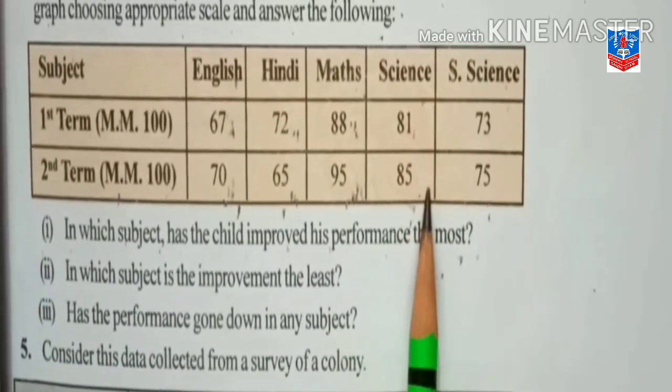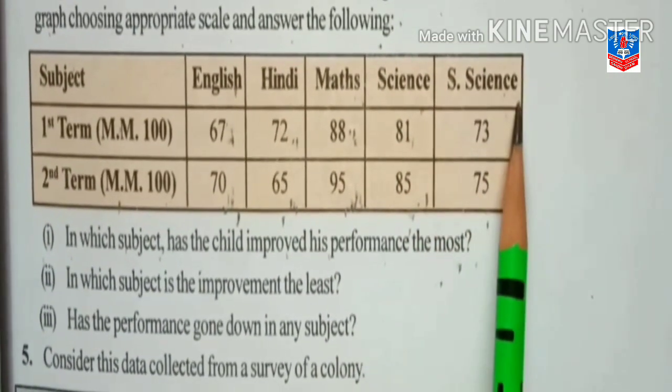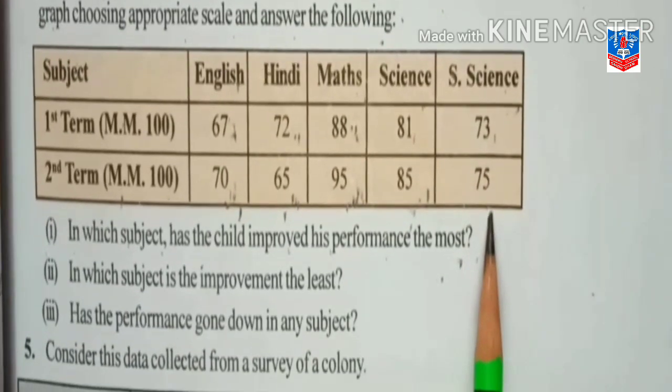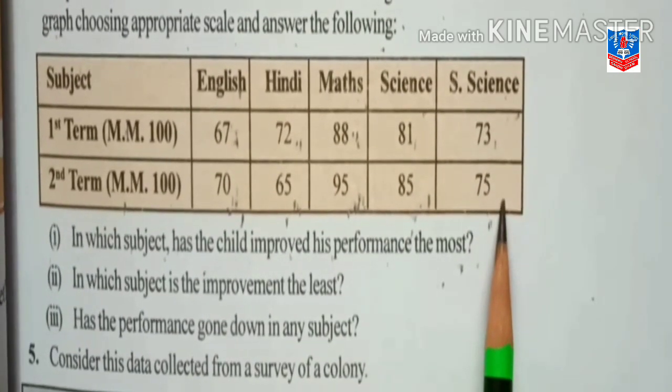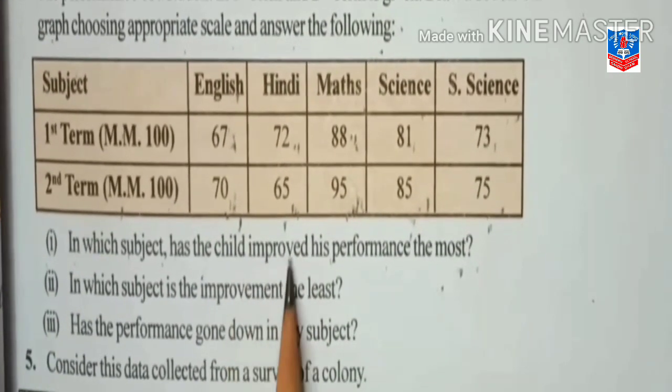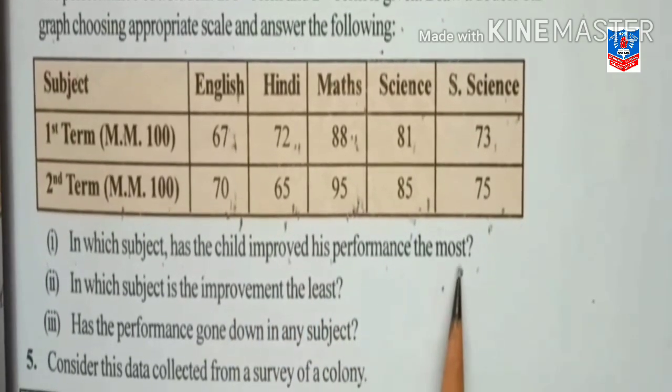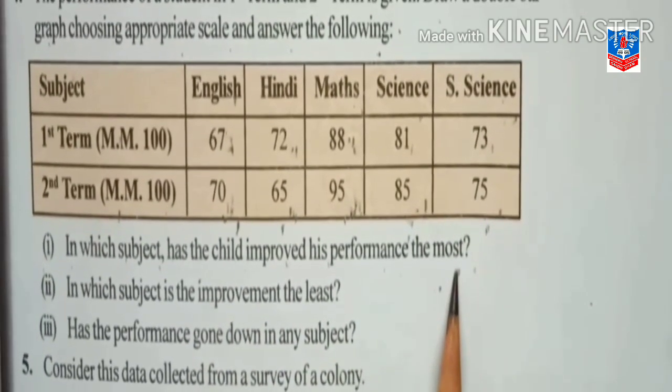Science, 81, 85. Difference of 4 marks. Social science, 73, 75. That means 2 marks. And our question is, in which subject the child improved his performance the most. That means his performance improved the most in maths. Is it clear?